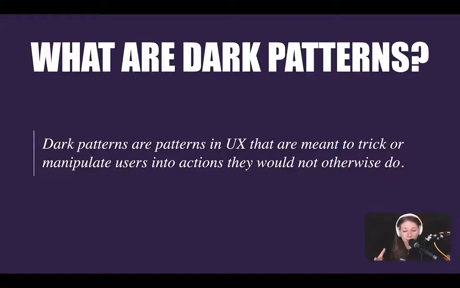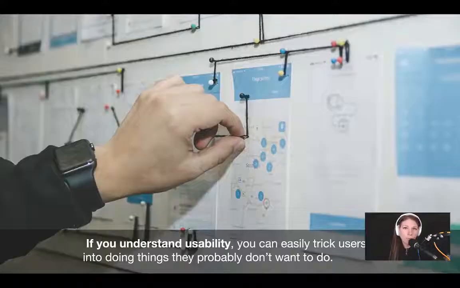They're what they sound like. They're design patterns, but instead of trying to help a user towards their goal, they manipulate them or trick them in some way. And the key part is towards an action they probably would not otherwise do. So if you understand usability, you can easily trick a user into doing something they probably don't want to do. It goes without saying that we should not trick users with UI or UX knowledge. It breeds distrust in not only your website or mobile app, but in the web in general.